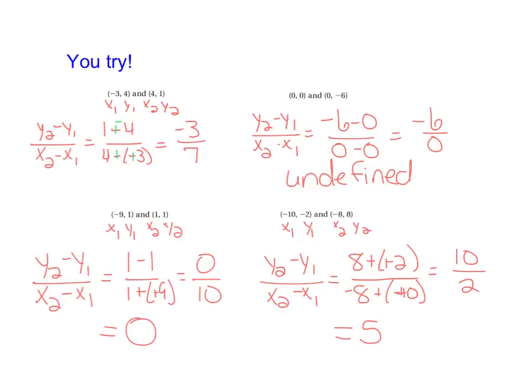Alright, how'd you do? I got negative 3/7. Undefined, which would mean that would be a vertical line because it has undefined slope. I got 0. If I graphed those 2 points, I would get a horizontal line. And then I got 5. Remember that whole numbers are okay, improper fractions are okay, mixed numbers are not when you're finding slope. Alright, if you have any problems, try these again. It's really just a subtraction issue. And if you have any questions, write them down. We'll do practice in class.